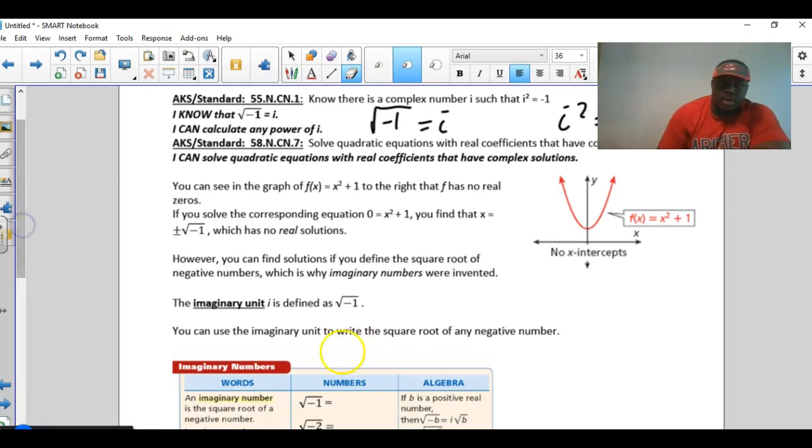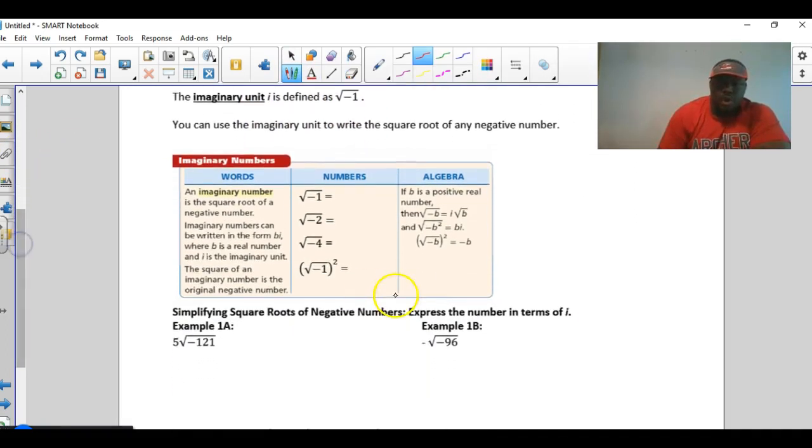An imaginary number i is defined as the square root of -1. So anytime you see the square root of -1, you remember that it is i. All right. So now, here's a little chart right here.